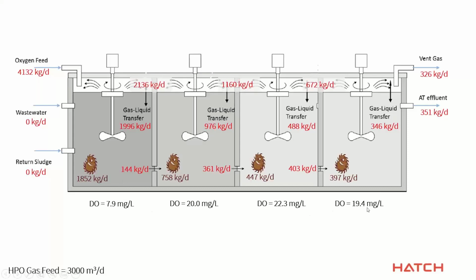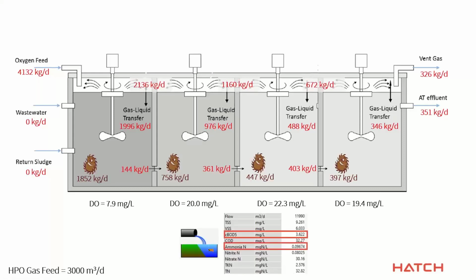Okay, so here's what our DOs look like as it goes along. And we're getting good performance, right? As I showed earlier, ammonia less than 0.1 and a BOD of less than 5. So that's a good starting point for us to be able to do this analysis. And that was for 3,000 meters cubed per day.